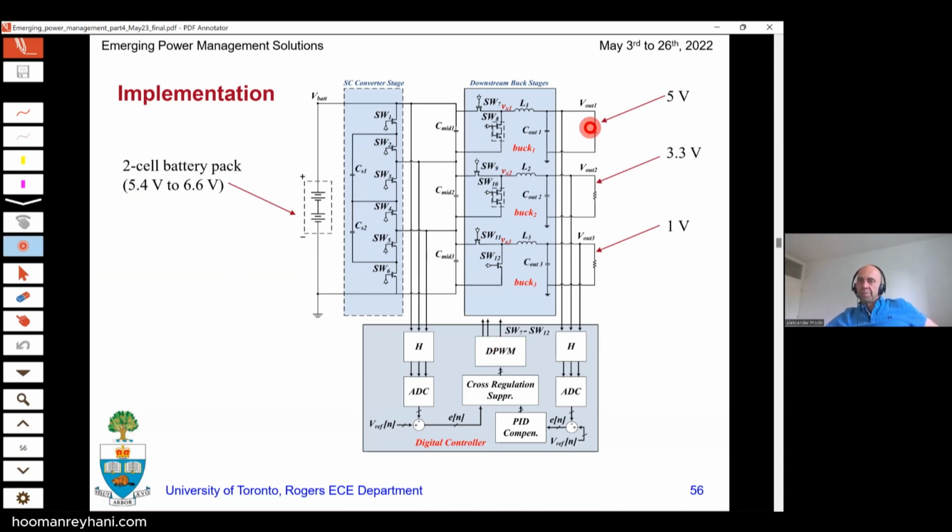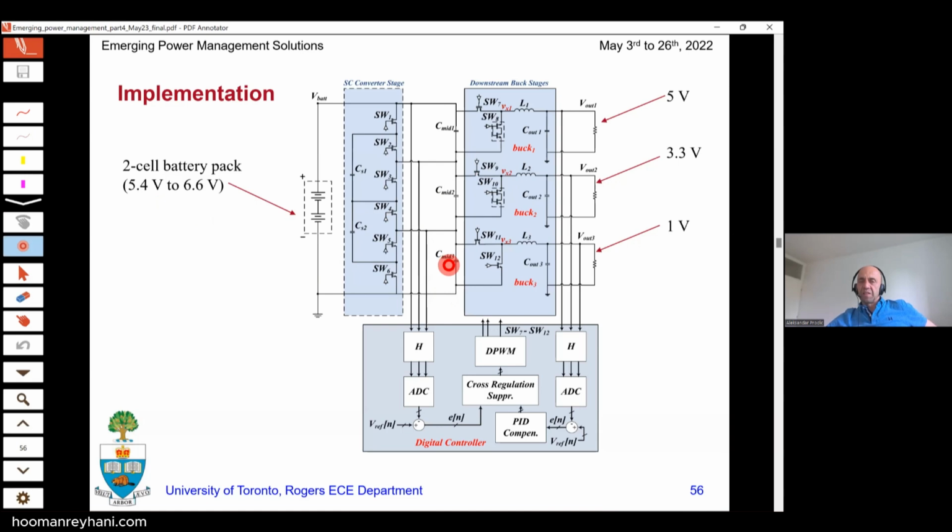And then the output voltages on the taps: here we have 2/3 of the voltage. If the input is 6.6, the voltage at this step will be 4.4. The voltage at this step would be 2.2, and then if the voltage is 5.4, here we would be having 1.8, and here we would be having 3.6 volts.